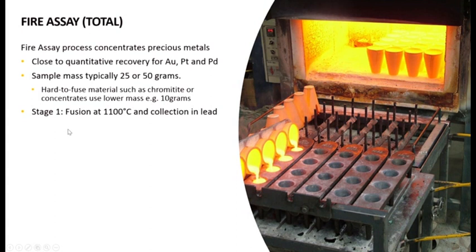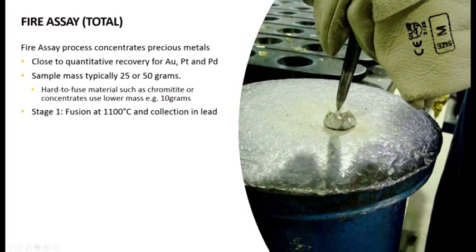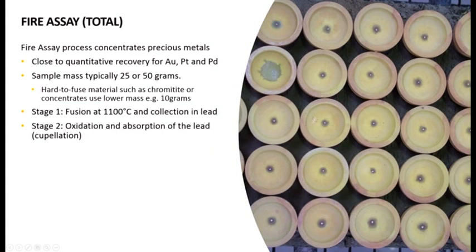There are 2 stages to fire assay. Firstly, you collect the precious metals in a piece of lead, and that's called your button. And secondly, you get rid of the lead by a process called cupellation, and you put it in a magnesia cupel, and you're left behind with the precious metals. What happens is the lead oxidizes, the magnesia cupel absorbs the lead oxide and leaves behind the precious metals as a little bead called a prill.